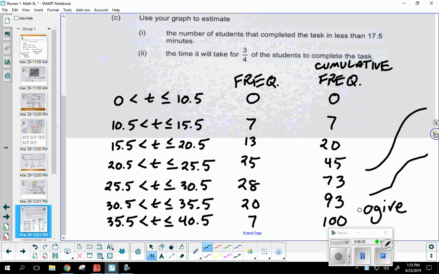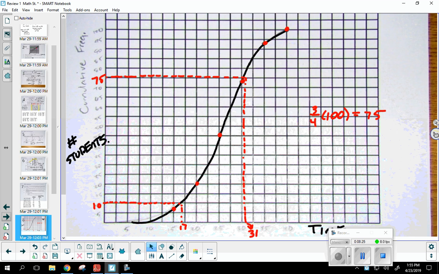Okay. All right. But if you were to take the values that we had here and graph them as discussed, okay. So, you know, the points in red are the values that I got from the previous table. Okay. And then the question says, use your graph to estimate the number of students that completed the task in less than 17.5 minutes. Okay, so what I did based on my graph here, I located what I believe to be 17.5, and then I just went straight up and found the corresponding value to that. So I got about 10.